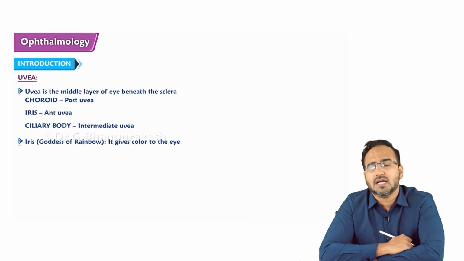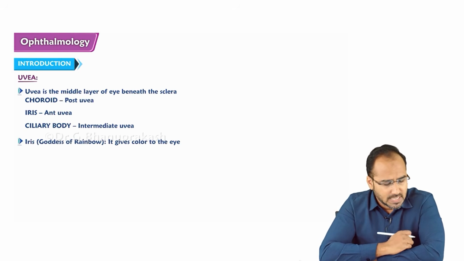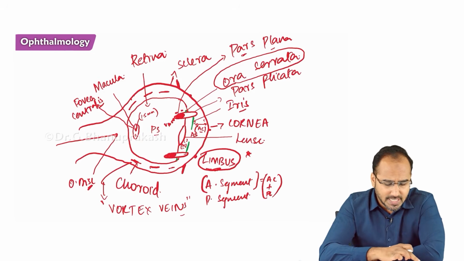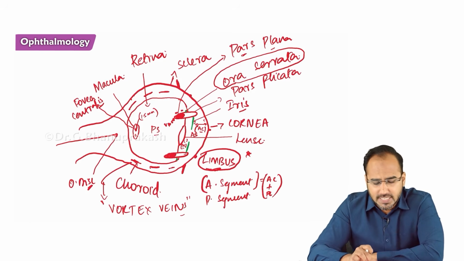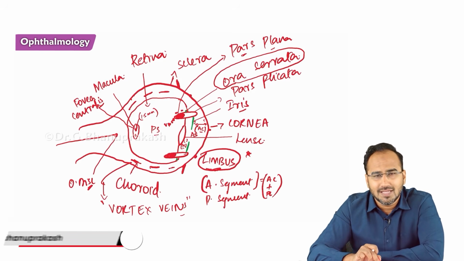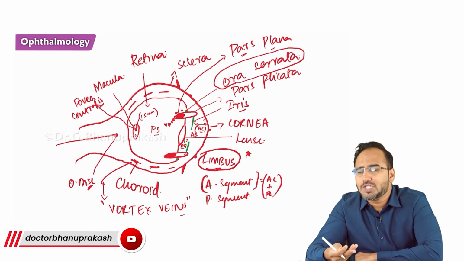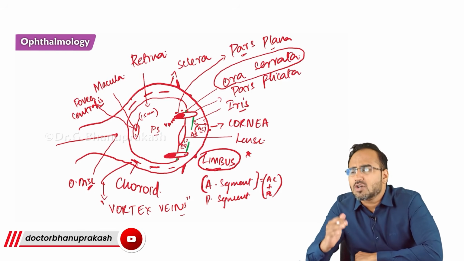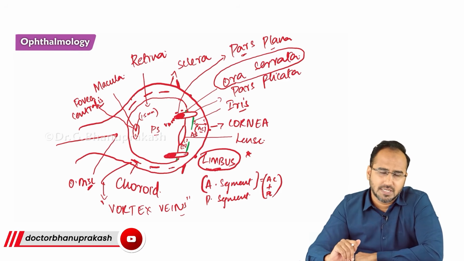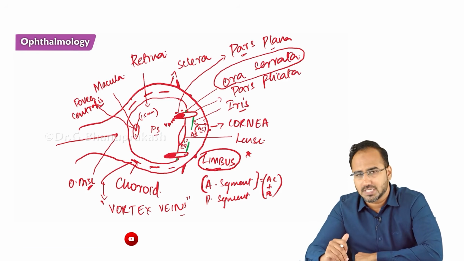Next, uvea. Now guys, I forgot to tell you about uvea, but just look over here. In the structural anatomy, did I tell you any structure which is called uvea? No. Why? Because uvea itself is not a structure. Uvea is a combination of structures, guys.